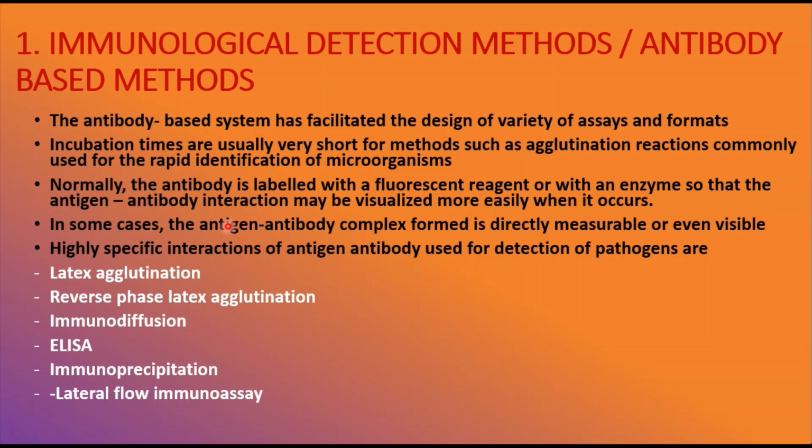In some cases, the antigen antibody complex formed is directly measurable or even visible, like in the case of latex agglutination. These antibody techniques use the highly specific interactions of antigen and antibody for detecting pathogens. Here the list is: latex agglutination, reverse passive latex agglutination test, immunodiffusion, ELISA, that is enzyme-linked immunosorbent assay, then immunoprecipitation, and lateral flow immunoassay.